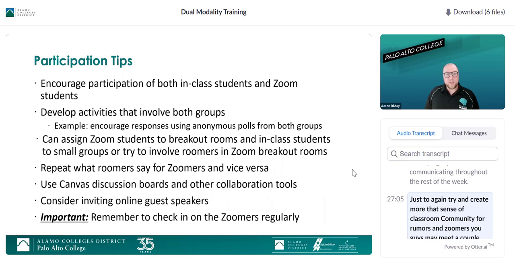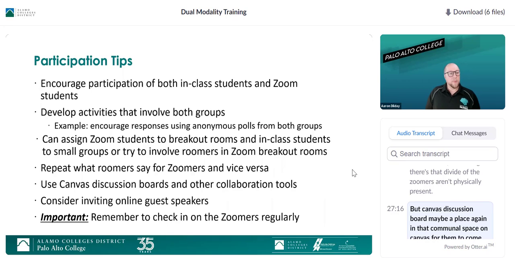For Roomers and Zoomers, you may meet a couple times a week, but still, again, there's that divide of the Zoomers not being physically present. But a Canvas discussion board may be a place, again, in that communal space on Canvas, for them to come together and talk and communicate with each other directly and create that sense of community.